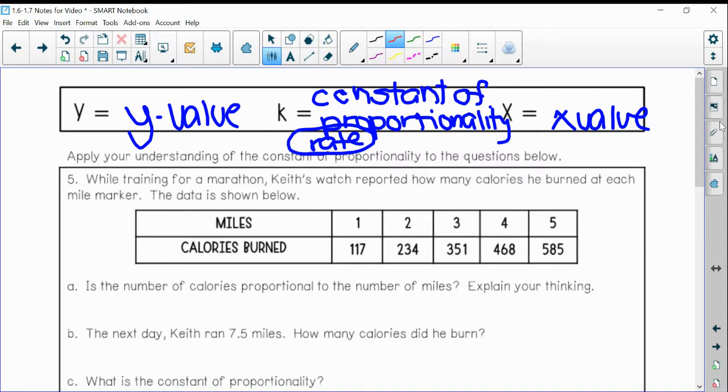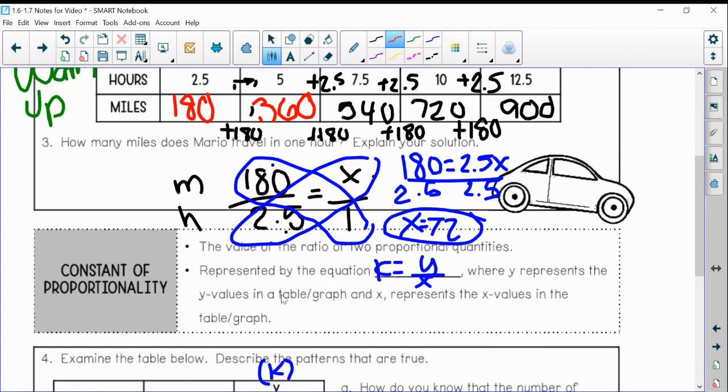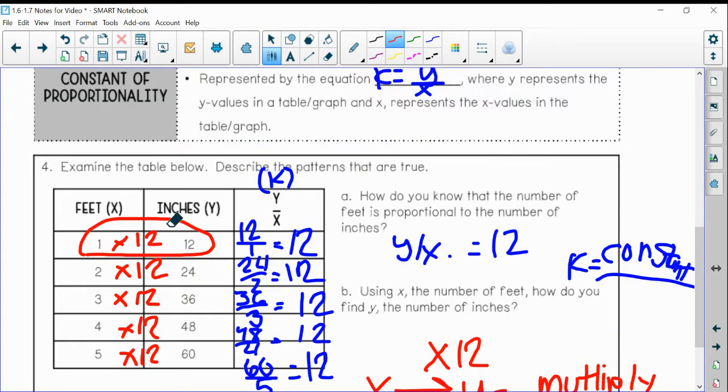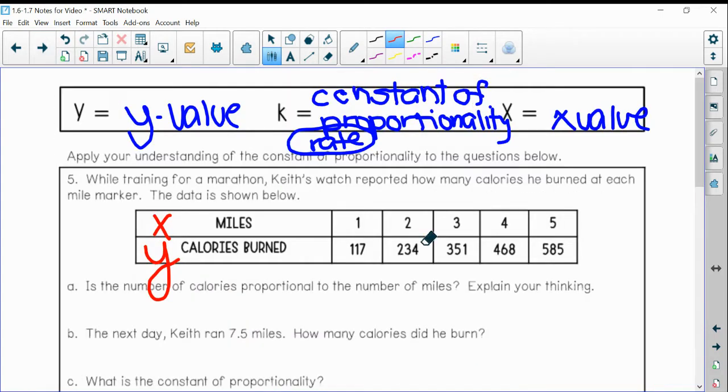It says, while training for a marathon, Keith's watch reported how many calories he burned at each marker. The data is shown below, and I'm going to say now that this is our x and this is our y. It says, is the number of calories proportional to the number of miles? Explain your thinking. Well, let's think about what happened here. From our x to our y, we multiplied by the same number. Let's try that.